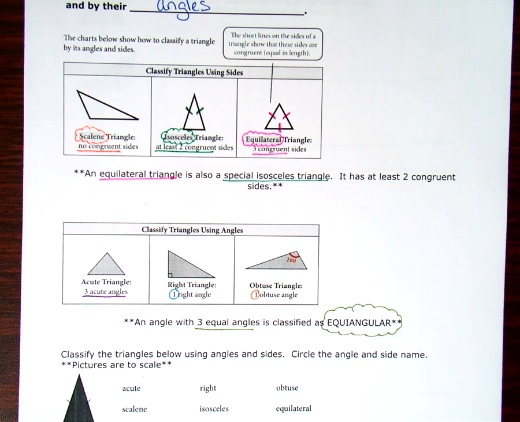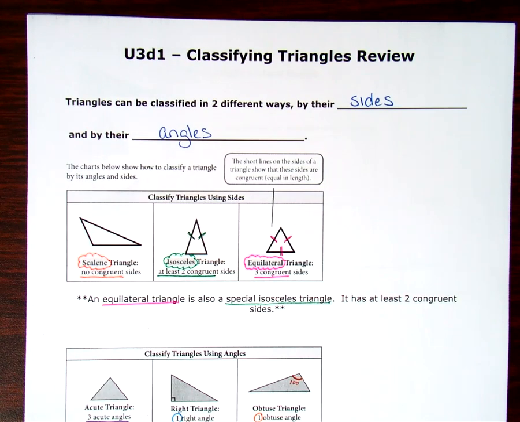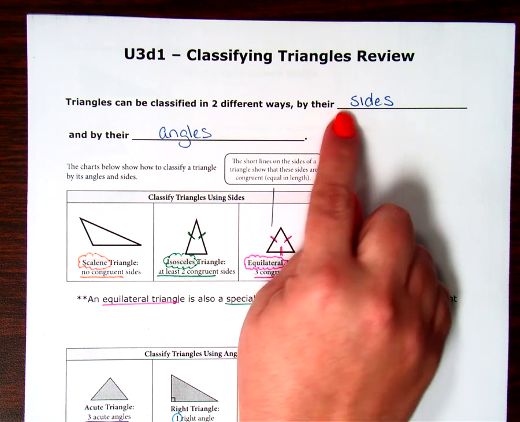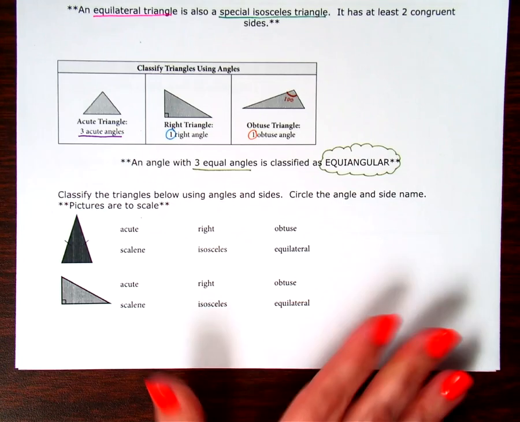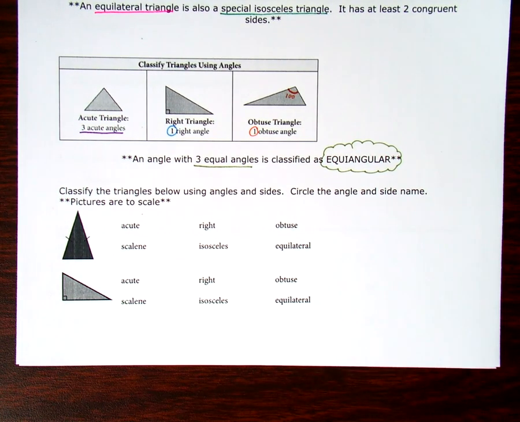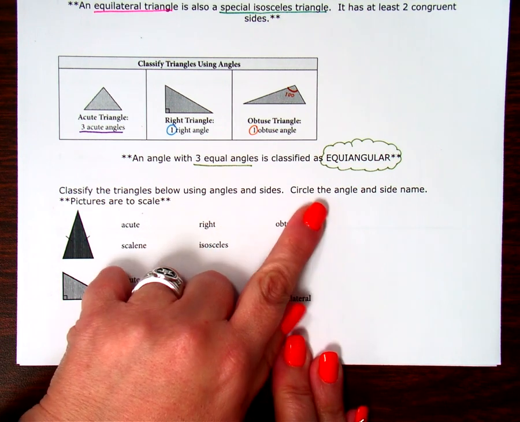Okay? So every single triangle, if they don't specifically ask you to classify by sides or by angles, has two classifications. So when you're asked to identify or to classify a triangle, you should always be giving two answers unless you don't have enough information. Okay? So it says classify the triangles below using angles and sides. Circle the angle and side name.